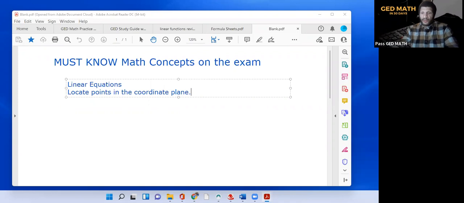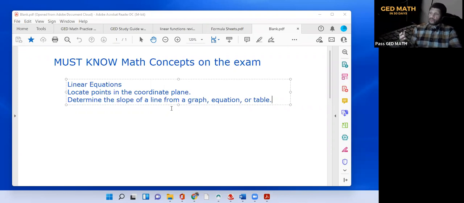Okay, you have to be able to do the slope. So many people have problems with the slope, but you just got to practice enough until you know it. It's no rush. You have to be able to determine the slope from a line, from a graph, from an equation, or a table. If you've been here long enough, I showed you how to do it on the calculator very quickly, but you have to know how to locate points on the coordinate plane.